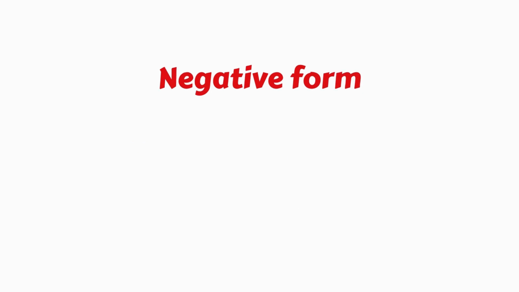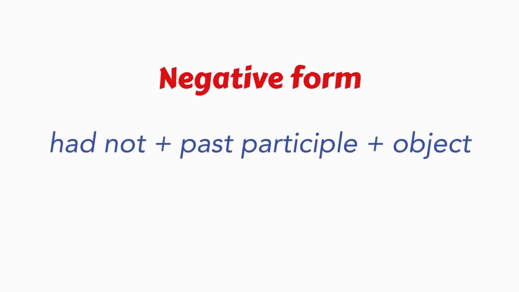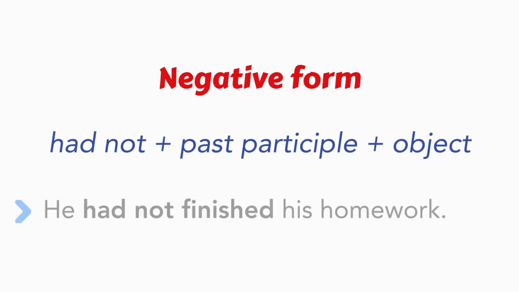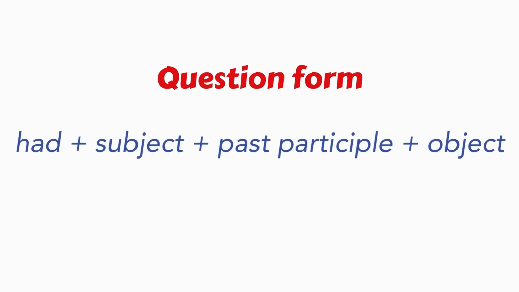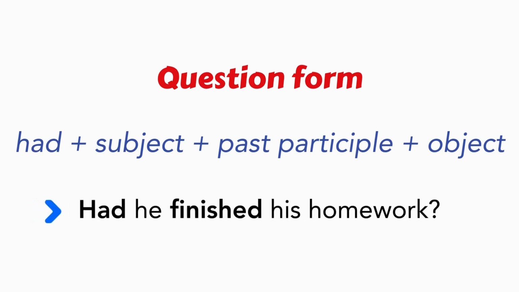In the negative form, it is formed with the verb had not and the past participle plus object. For example, he had not finished his homework. In the question form, it is formed with the verb had and the subject followed by the past participle of the main verb plus object. For example, had he finished his homework?